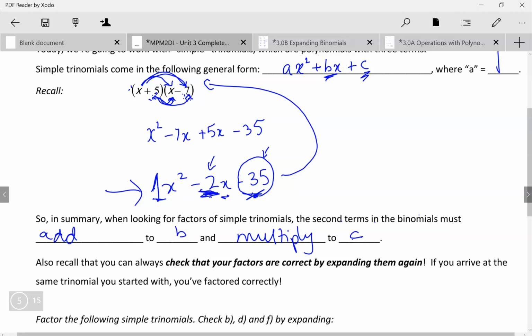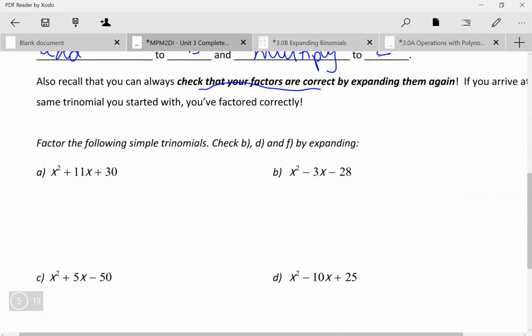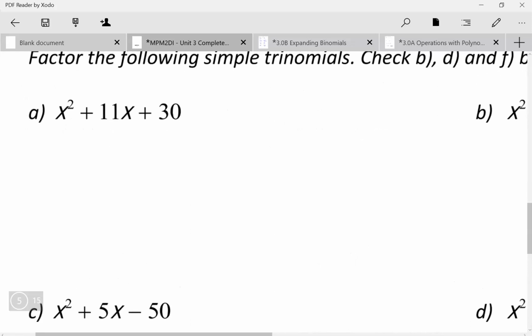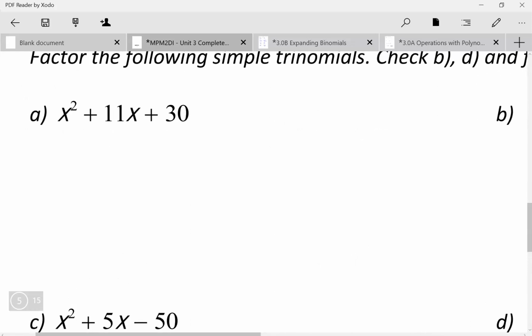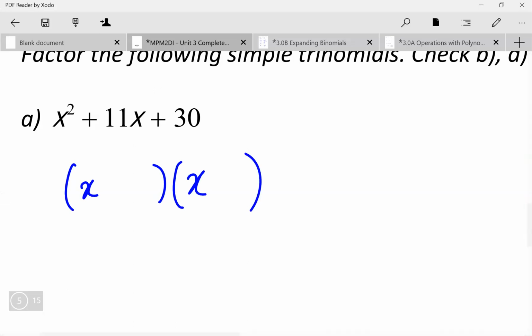Also recall that you can always check your factored form by expanding it back to see if we get the same trinomial. So let's try and factor. When we have a simple trinomial where a equals 1, we can start off by automatically putting something like this. This is what our factored form is going to look like.